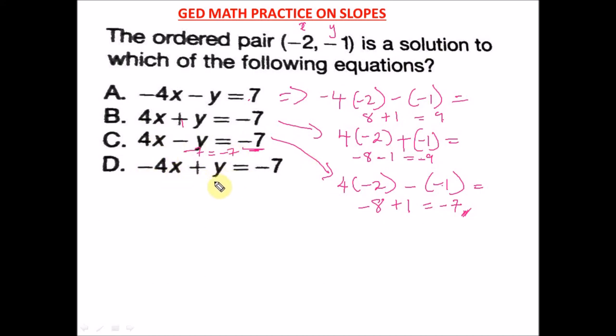Let's try the last one to confirm. Okay, so we have minus 4 here, bracket minus 2, then plus bracket minus 1. Let's see what this gives us. Minus 4 times minus 2, we're going to have a positive 8.